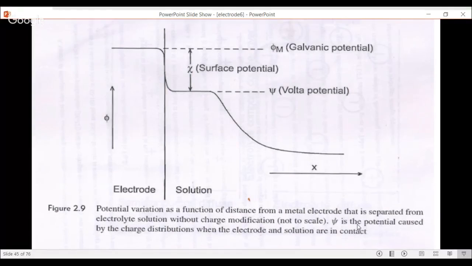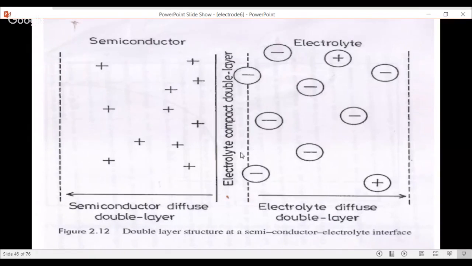Psi is the potential caused by the charge distributions when the electrode and solution are in contact. We are showing that with respect to X. Now, from here we are going to look at other electrodes. Now we are showing a semiconductor-electrolyte interface. This is what is more important.